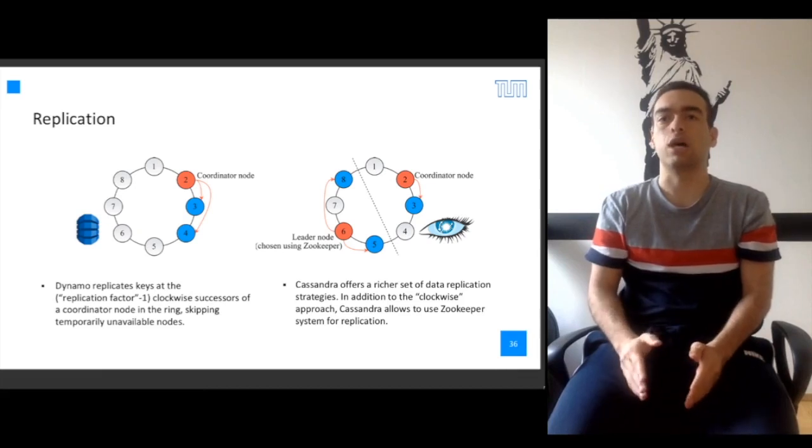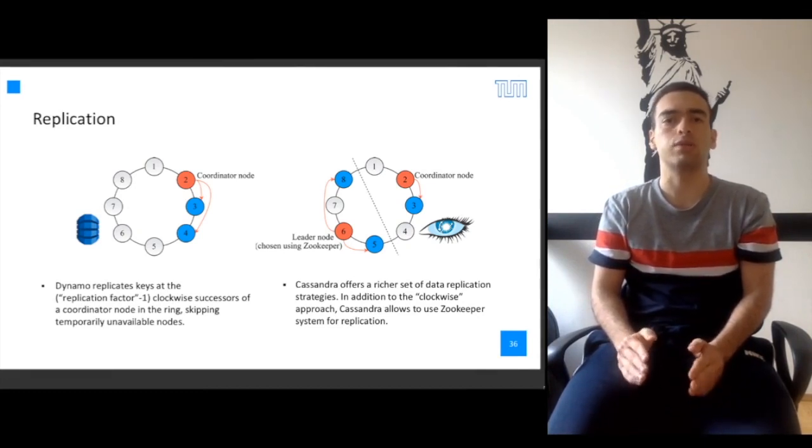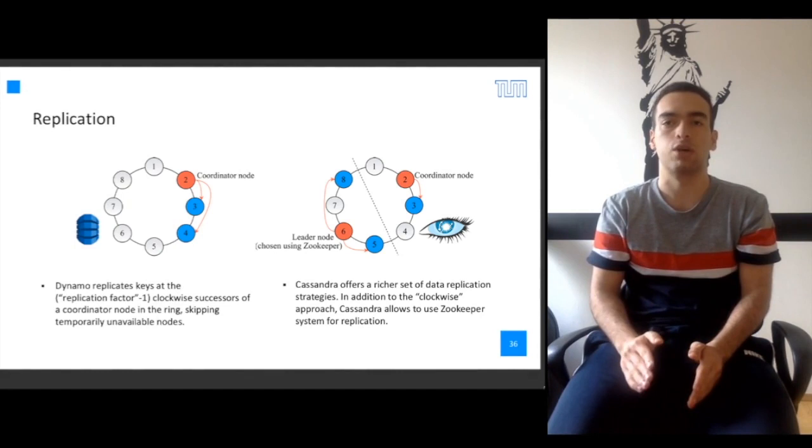For replication, Dynamo uses the algorithm that in Cassandra terminology is called rack-unaware. It replicates keys at the replication factor minus 1 clockwise successors of a coordinator node in the ring. However, the algorithm is modified to assure that replicas are stored in different data centers. Cassandra offers a richer set of data replication strategies. In addition to the clockwise approach, Cassandra allows using a Zookeeper system for replication.